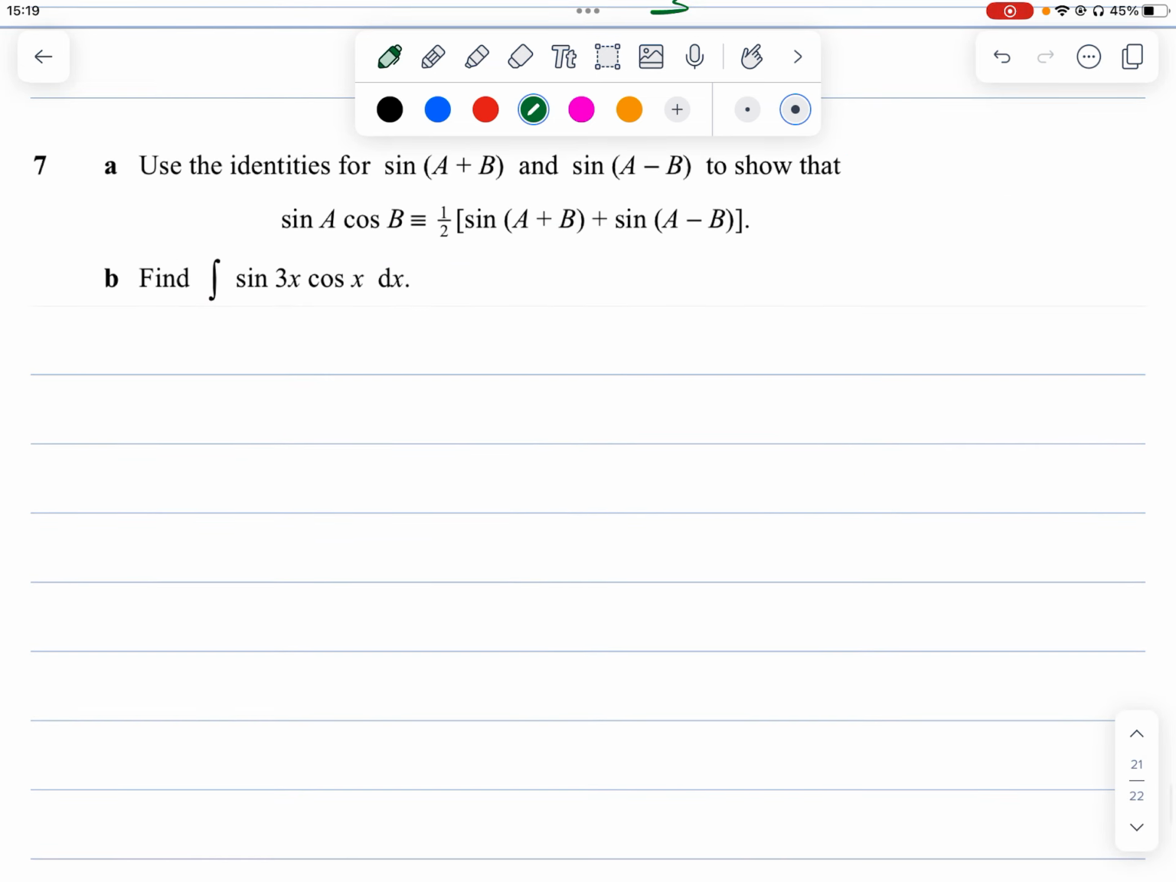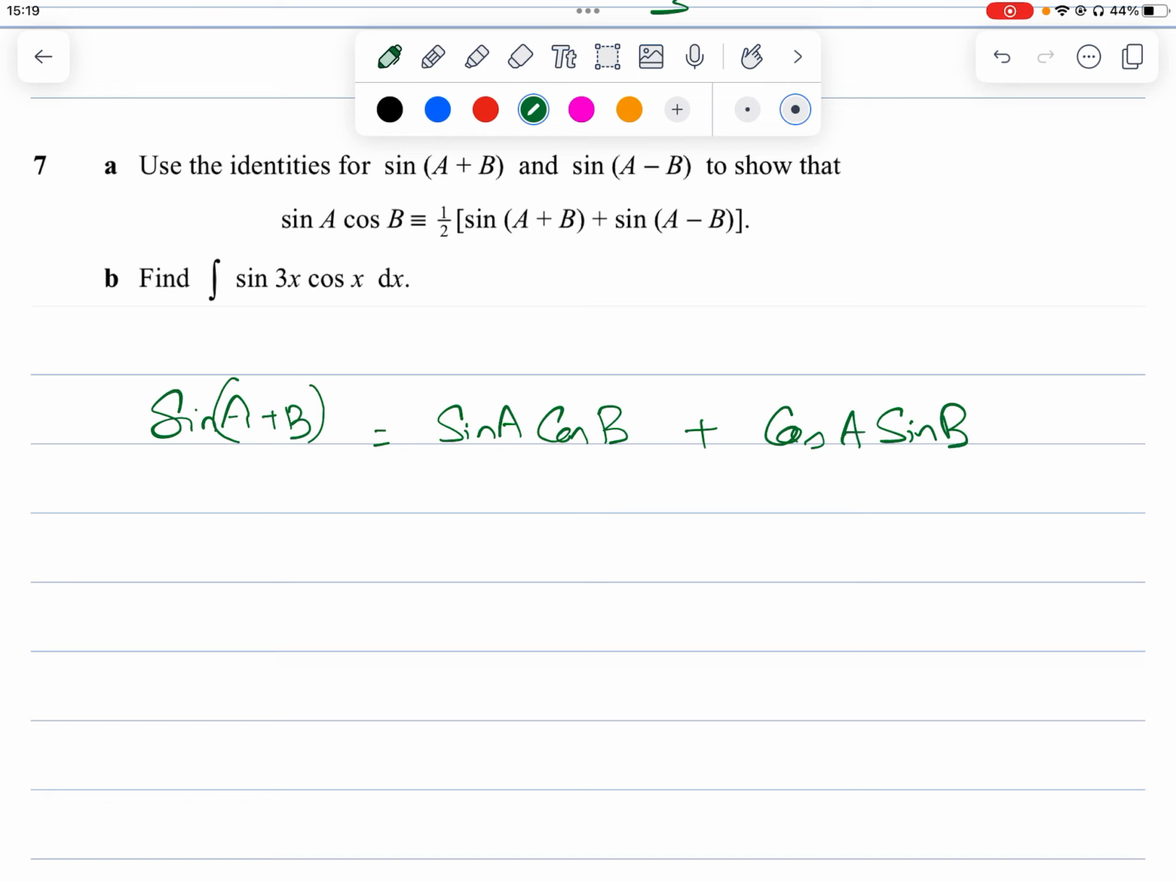Question number 7. Use identities of sin A plus B and sin A minus B to show that sin A cos B equals to this one. Sin A plus B is sin A cos B plus cos A sin B from the formula booklet. Sin A minus B is sin A cos B minus cos A sin B.